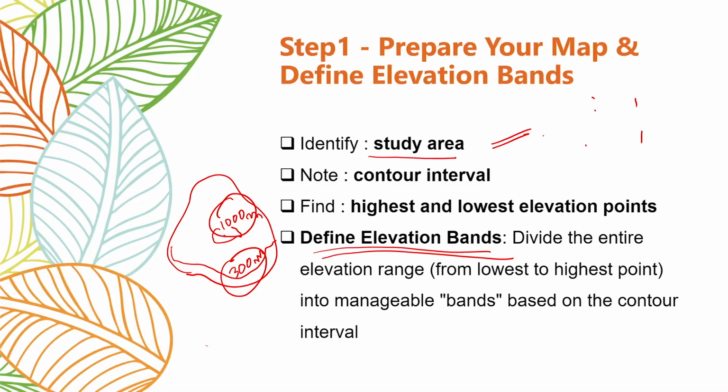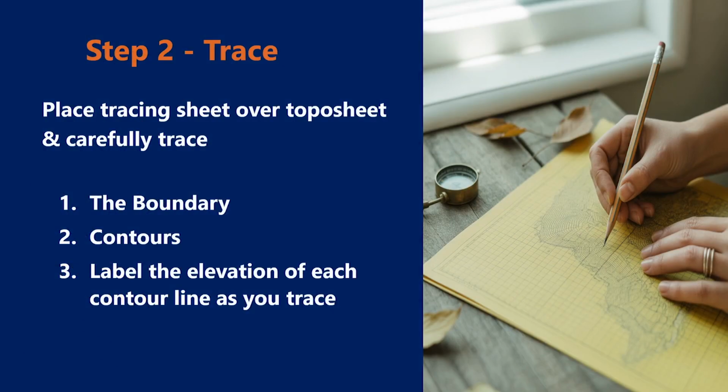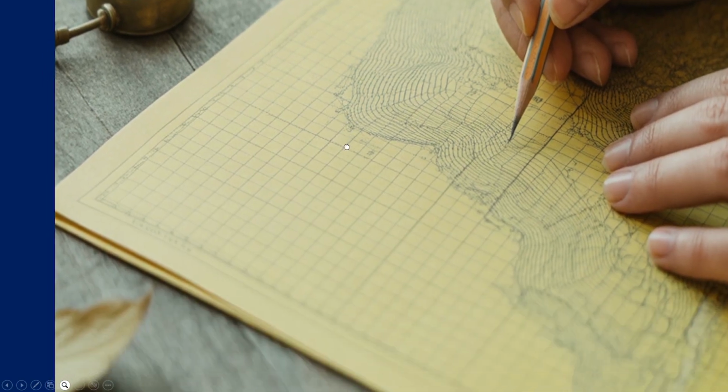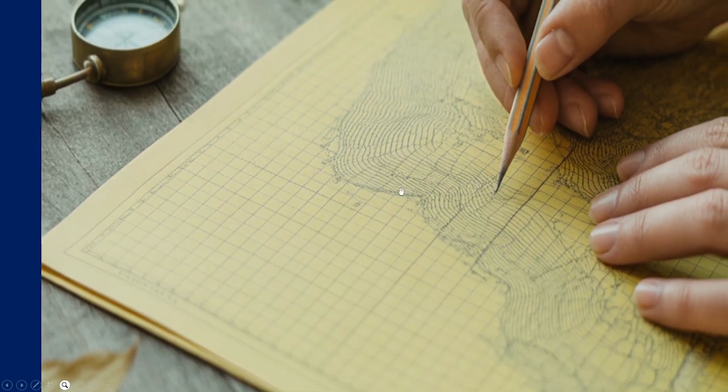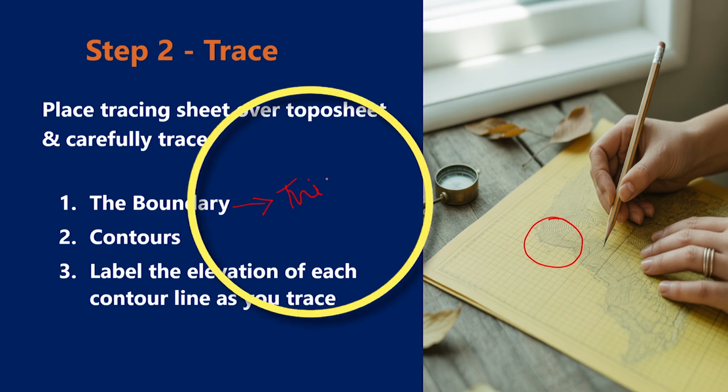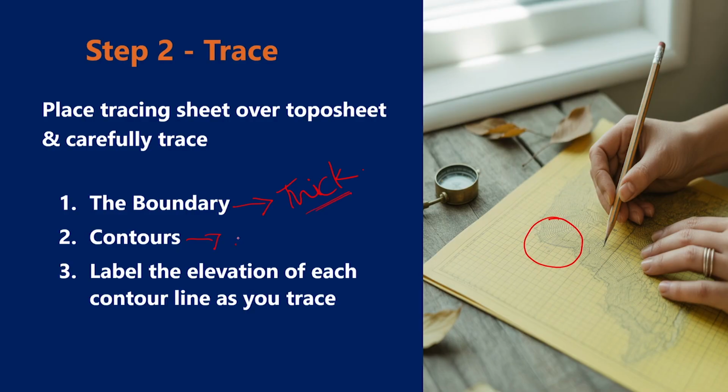Moving on to the second step, tracing. In the second step, you will be tracing the contour lines that you see on your topo sheet onto your tracing sheet, and these contours will have values. When you are tracing, please make sure that the boundary is marked preferably with thick lines. For the contours, make sure that they are marked using very thin lines.